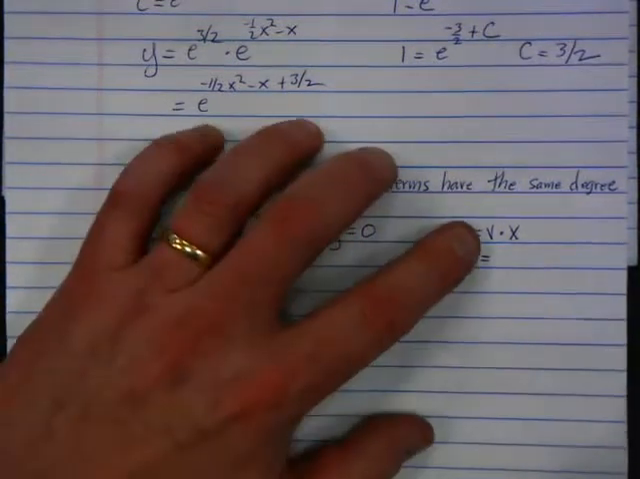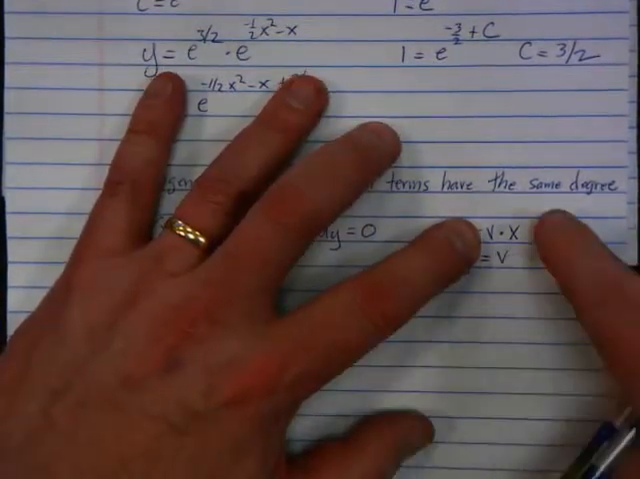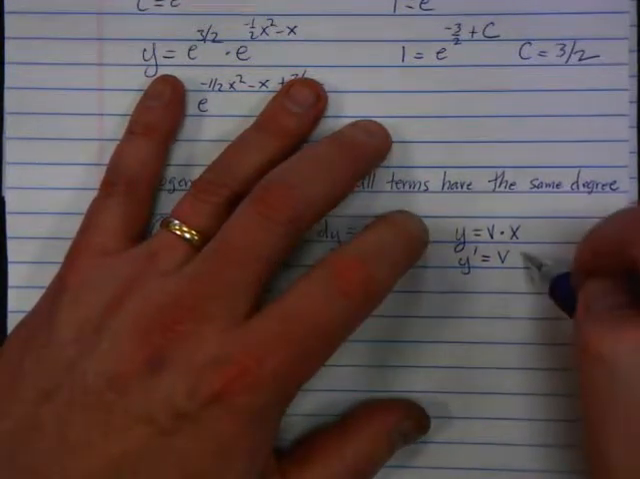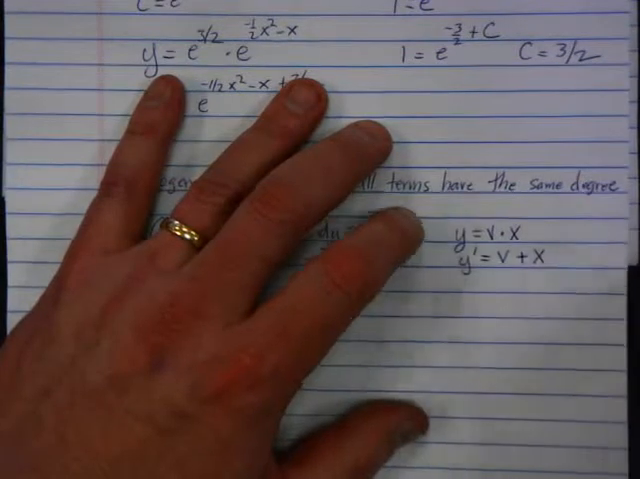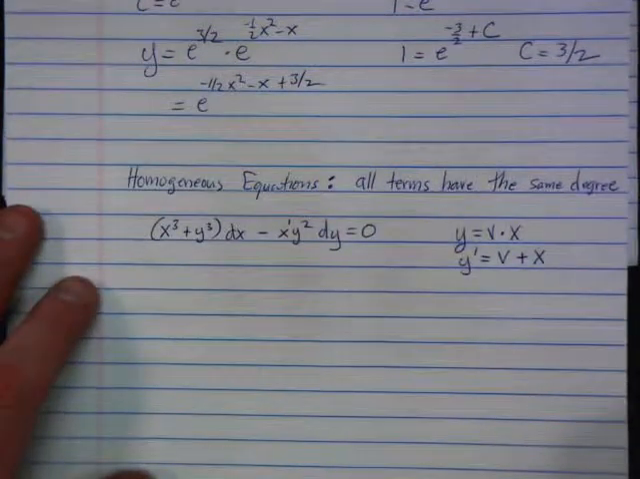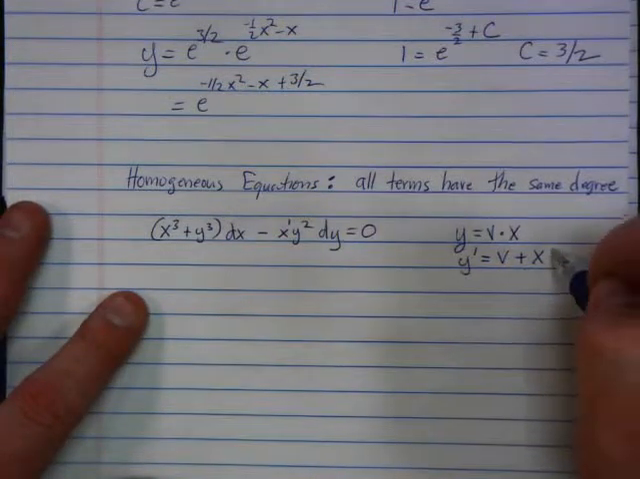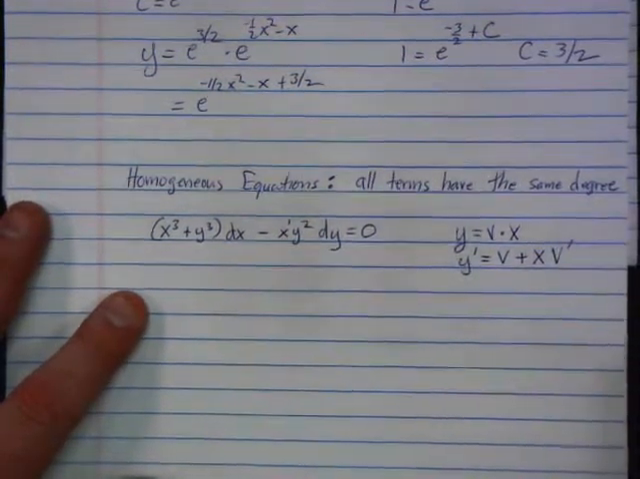So I'm going to leave the first one alone. That's v. Take the derivative of the second one. The derivative of x is 1. Plus, I'm going to leave x alone, and I'm going to take the derivative of v. What's the derivative of v? V times v prime. Well, you're close. The derivative of v is just v prime. There's no v times v prime. There's just v prime.